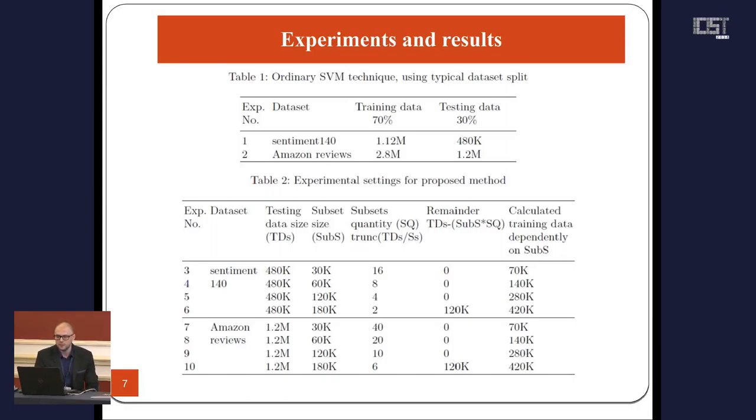First of all, we performed 10 experiments: 5 experiments with the Stanford sentiment dataset, and the second 5 experiments with the Amazon reviews dataset. The Stanford sentiment dataset contains about 1.6 million examples. We split it into training 70%, so 1.12 million, and testing data of 480,000 examples. The Amazon reviews are split into 2.8 million and 1.2 million.